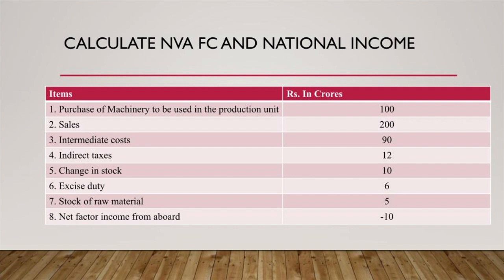This question wants to find out net value added at factor cost and national income. Please note that we are not asked to find out GVAMP, instead NVAFC. So first we have to convert GVAMP into NVAFC. The items given here are the purchase of machinery to be used in the production unit 100 crores, sales 200 crores, intermediate cost 90 crores, indirect taxes 12 crores, change in stock 10 crores, excise duty 6 crores, stock of raw materials 5 crores, and net factor income from abroad minus 10 crores.